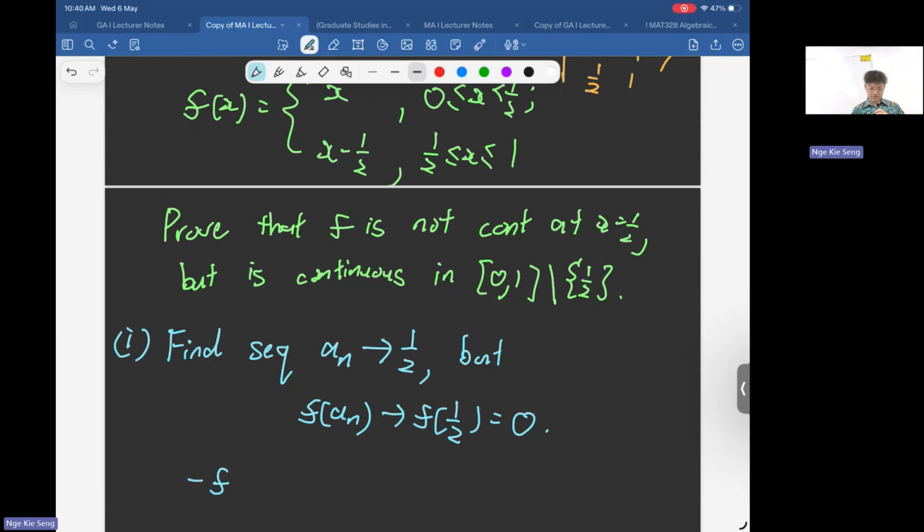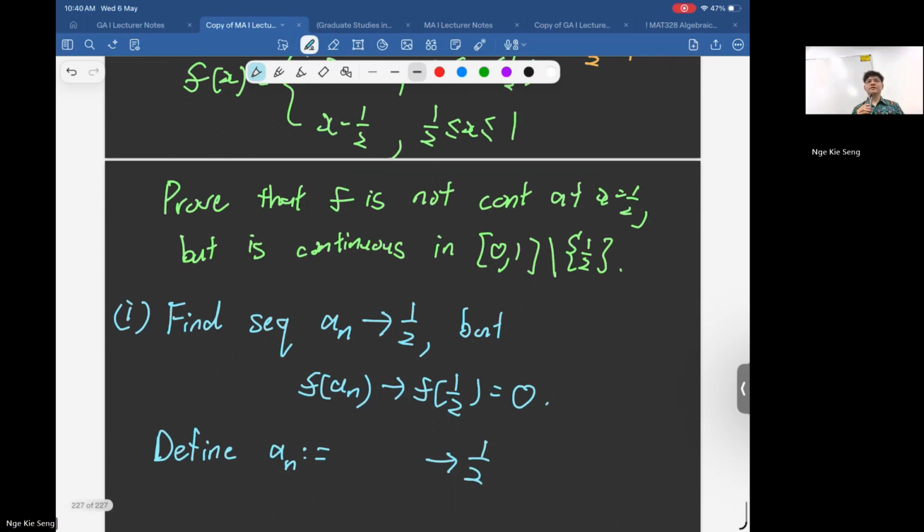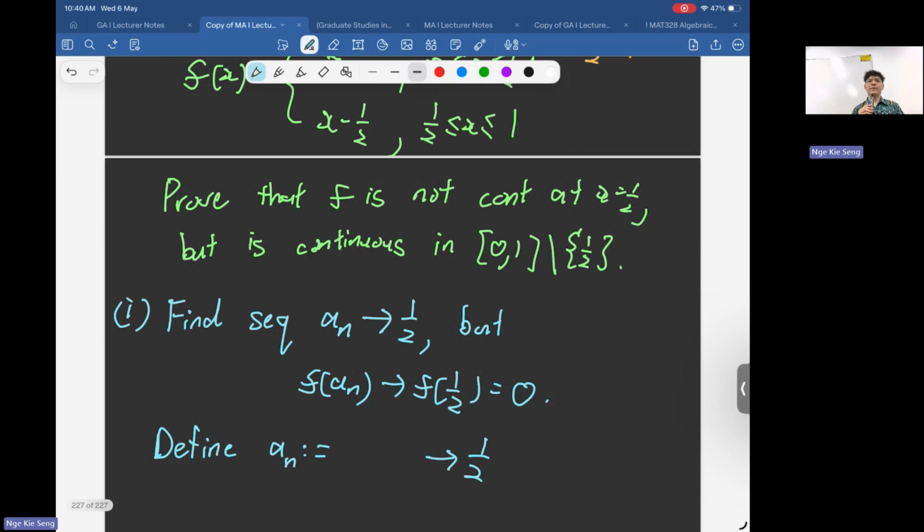Negative f squared? What do you mean, that would be f squared? x squared? This one can converge to half again. I mean, I need a sequence. So you need to define your a_n such that it converges to half. Use your limit law or whatever. Right. How? Give me a sequence.